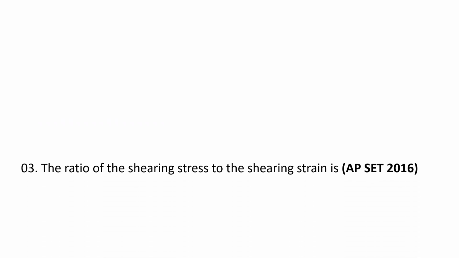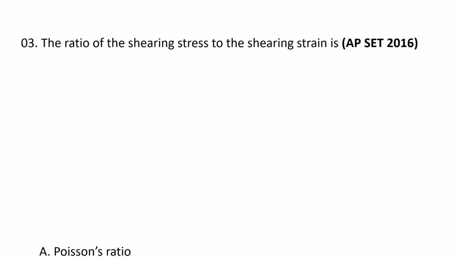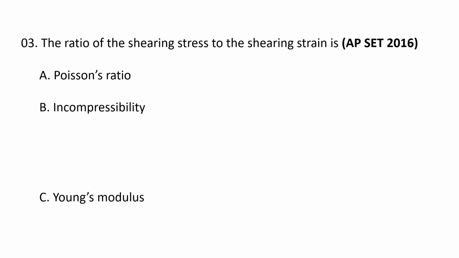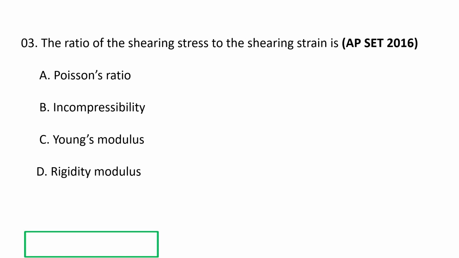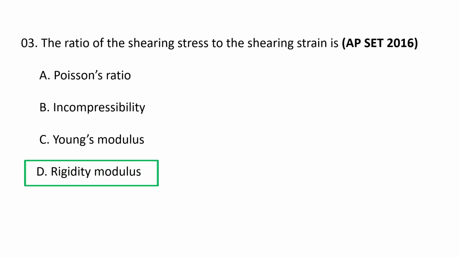Next question. The ratio of the shearing stress to the shearing strain is A. Poisson's ratio, B. Incompressibility, C. Young's modulus and D. Rigidity modulus. The ratio of the shearing stress to the shearing strain is called the shear modulus or modulus of rigidity, often represented by the symbol G. This property quantifies a material's stiffness or resistance to angular deformation when subjected to a shear force. So the ratio of shearing stress to the shearing strain is rigidity modulus. D is the correct option.